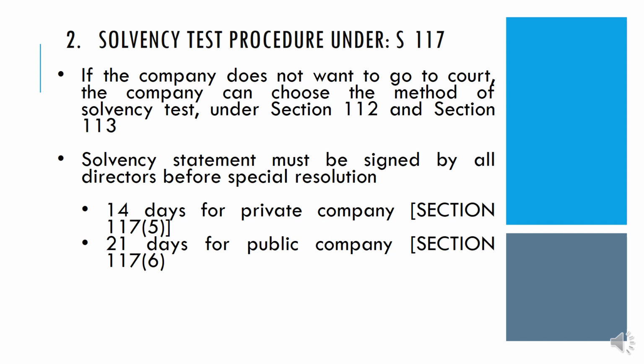So we have 14 days of notice for a private company. When you call for a meeting, you have notice, right? So this we are referring to the notice. 14 days for a private company as provided by section 117 subsection 5, and for a public company they need to give notice of 21 days before they convene the meeting, right? This is provided by section 117 subsection 6.